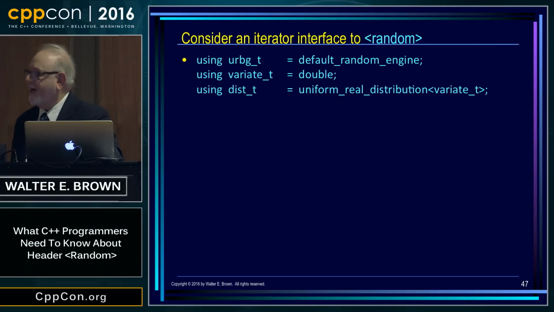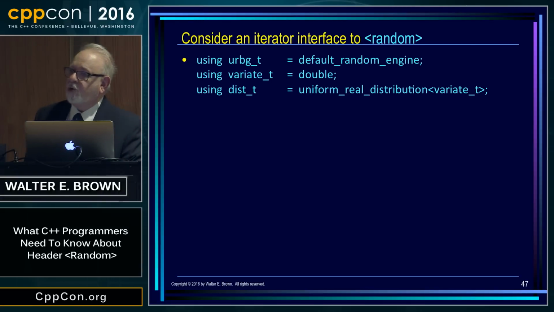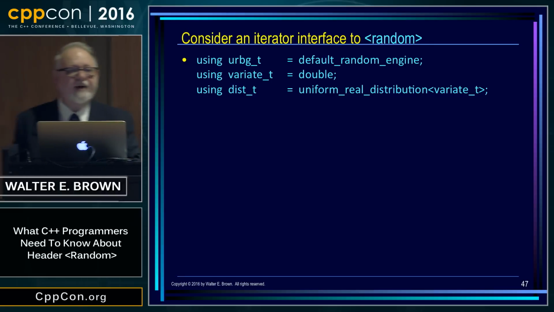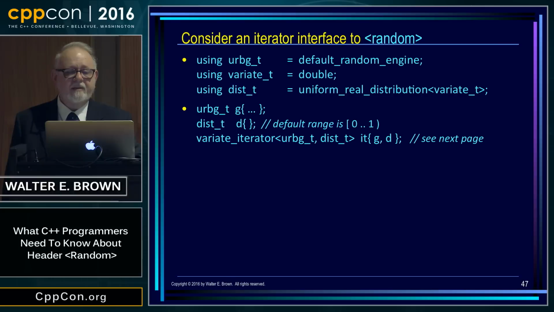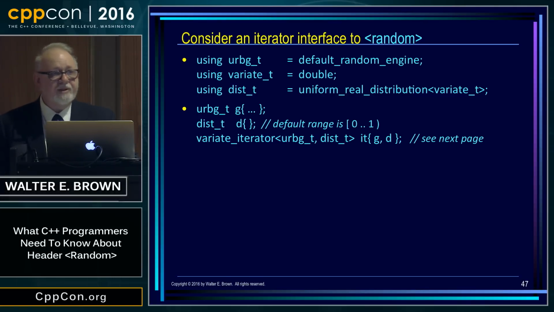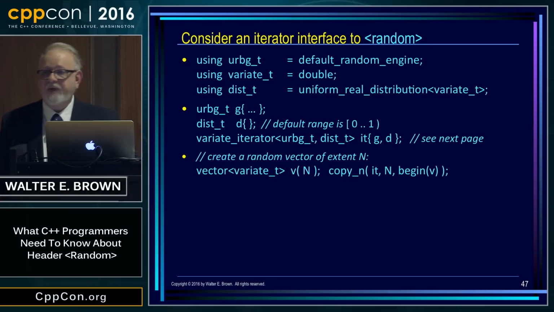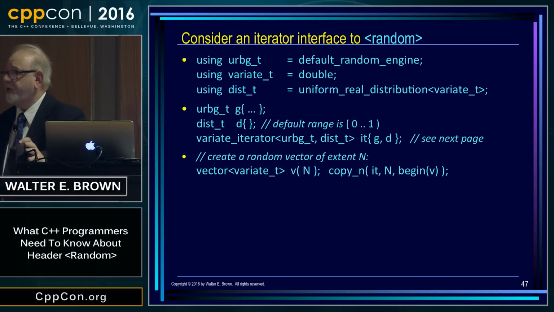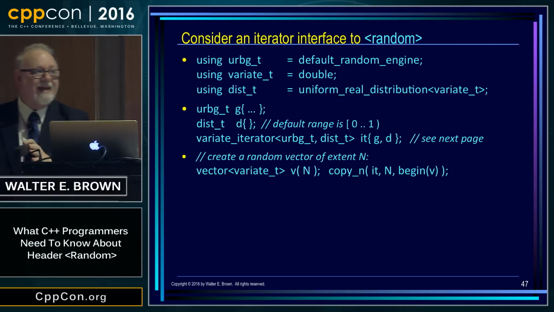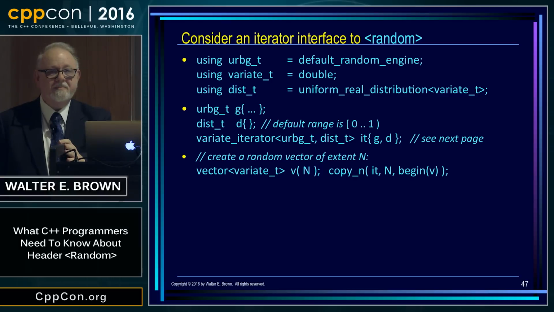And just some things to think about for the future. You could write an iterator interface to the facilities in the random header. Suppose you had one for a second. What could you do with it? Okay? Here's something tentatively known as variate_iterator. And you hand it the generator of your choice and the distribution of your choice. And if I had that, then I can populate a vector by calling copy or copy_n a whole bunch of variates in one call.